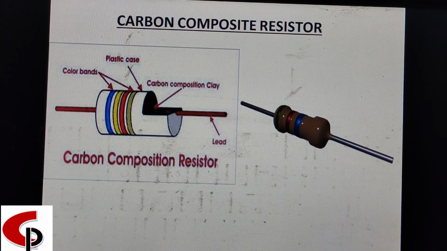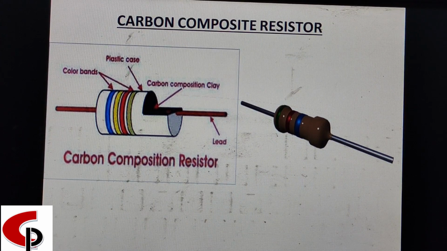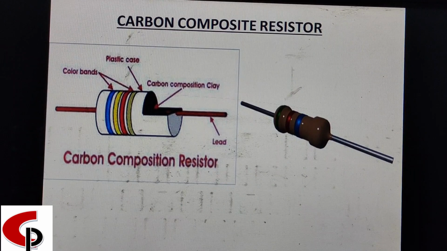Then, the resistance of the carbon composition resistor is directly proportional to the length of the solid cylindrical rod. The cylindrical rod with a long length provides high resistance to the electric current because the free electrons have to travel a large distance. The cylindrical rod with short length provides low resistance to the electric current because the free electrons have to travel only a small distance.